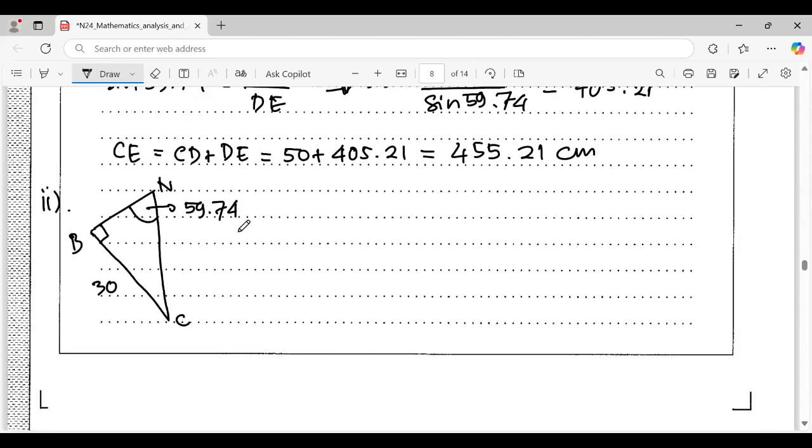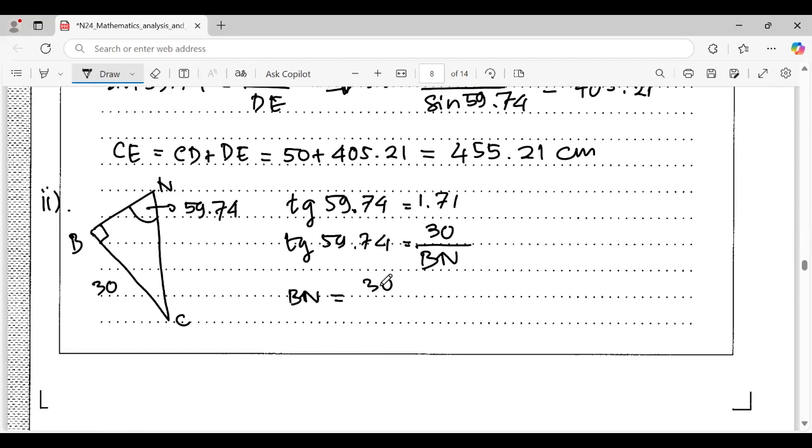Now let's define BN. Right. Tangent 59.74 equals 1.71 and tangent 59.74 is equal 30 over BN, or BN equals 30 over tangent 59.74. And if you calculate, the result is 17.5.